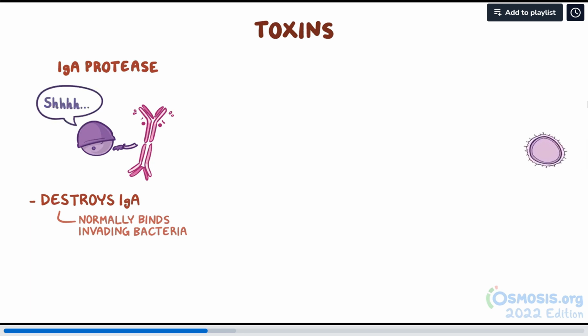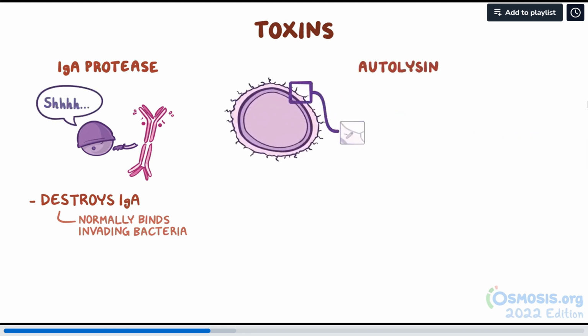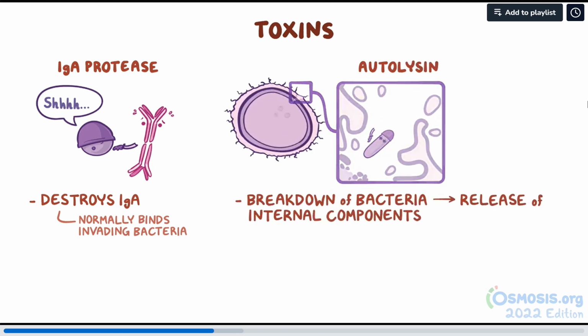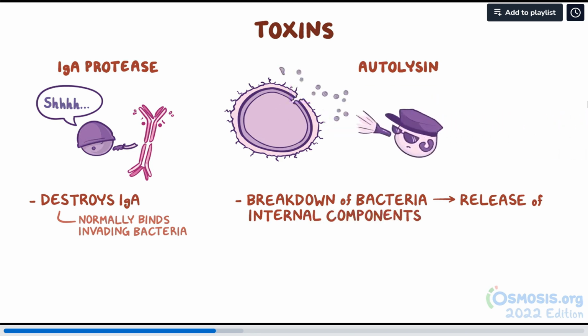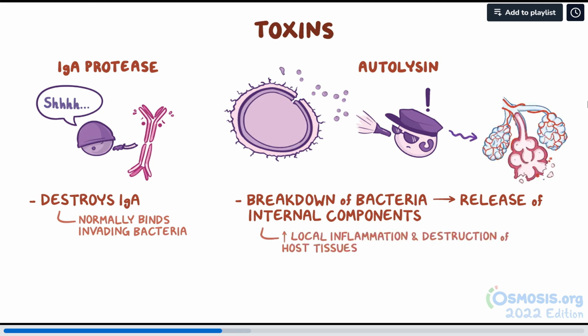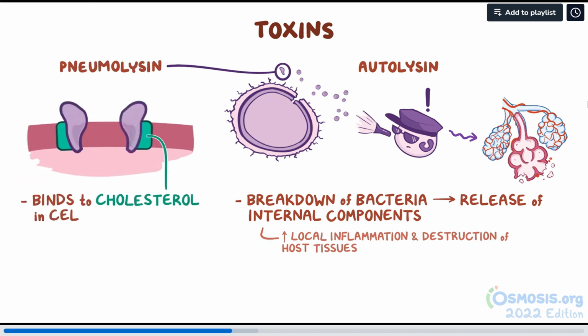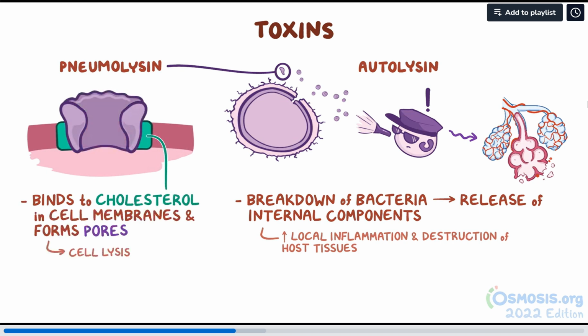The next virulence factor is autolysin. Activation of this enzyme causes the breakdown of the bacteria and the release of its internal components. Released internal components further activate the host's immune system, thereby enhancing the local inflammation and destruction of the host tissues, like alveolar capillaries and pneumocytes. Now, one of the components released from the bacteria is pneumolysin, which is another virulence factor. Pneumolysin is a toxin that binds to cholesterol in cell membranes and forms pores, which eventually lead to cell lysis.